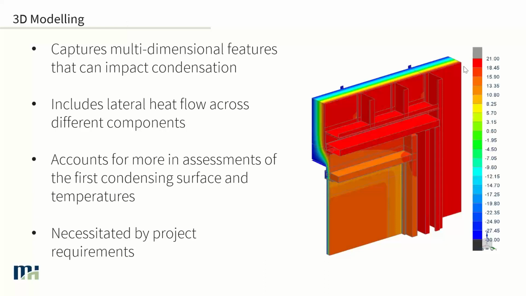When looking at this, doing 3D modeling for these types of systems helps capture a little bit more of those multi-dimensional features that can have an impact on condensation. And it's not always going to be a negative either. In many cases, if you have a heated frame or high conductivity frames, that can sometimes bring more heat to those surfaces laterally during different intersections than what you could potentially capture in 2D alone. It really helps to account for more when you're assessing the first condensing surface and what those temperatures could be, by capturing those corner pieces or intersecting components.